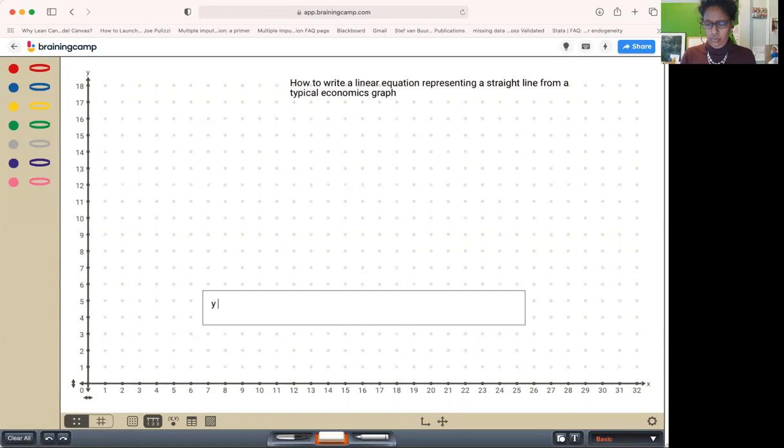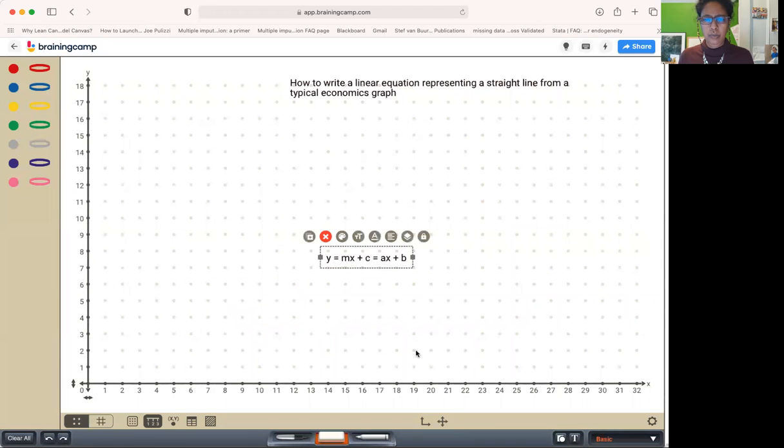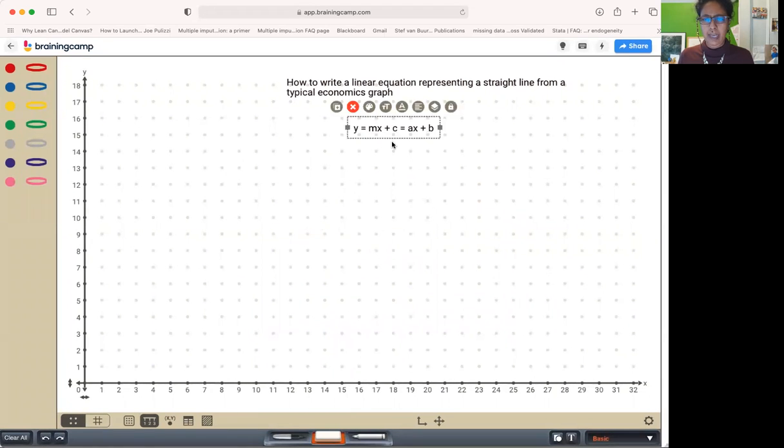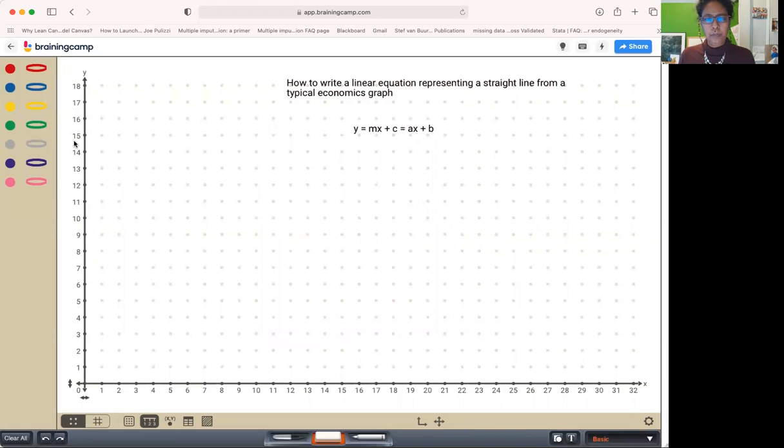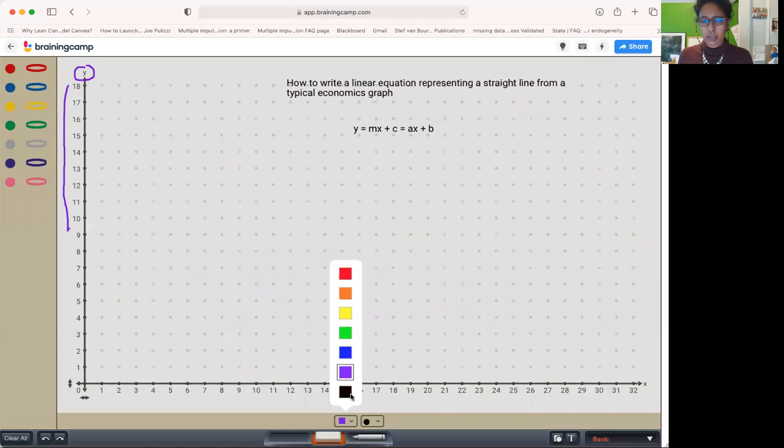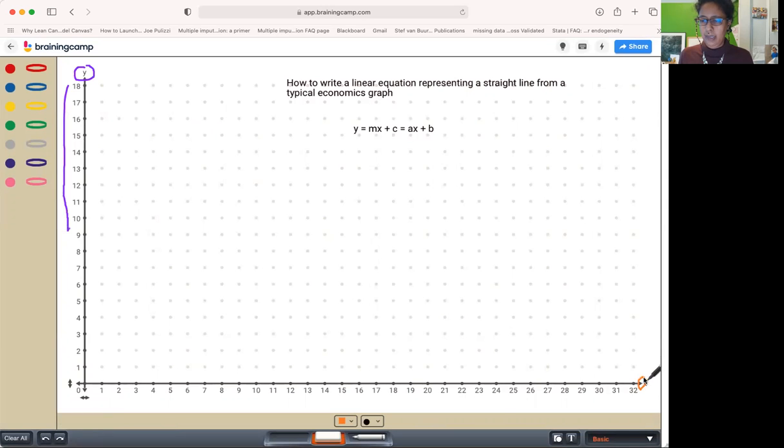a linear equation. So normally we write y equals mx plus c, or some books will have ax plus b. Important thing here is that normally the vertical axis, the y-axis, is on the left side. I'm going to circle it actually on purpose. All the numbers here, this number line represents a variable that we call y, or usually what we call the dependent variable. And over here in orange, it's the x-axis. This is a number line, a horizontal number line.